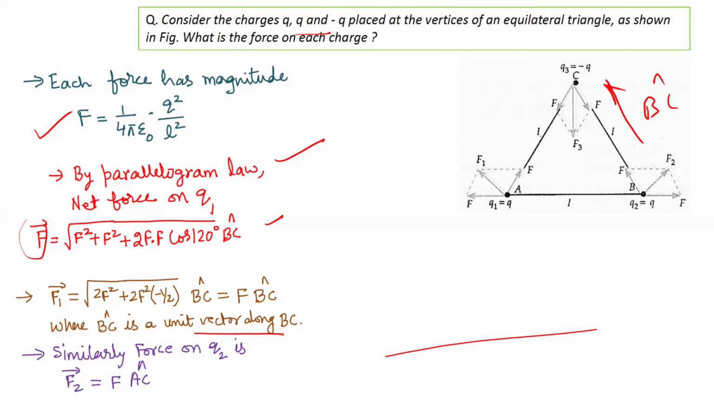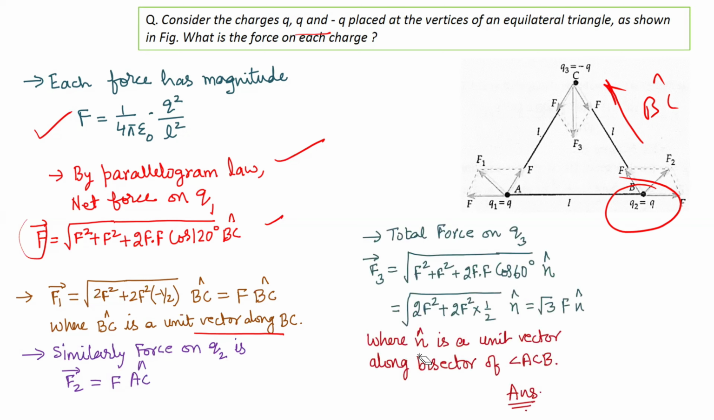Similarly, force on Q2. Q2 is this one. So F2 is equal to F into AC cap, because this is an equilateral triangle. As per the symmetry, F2 would be the same as F1. Now the total force on Q3 is F3, as you can see in this diagram. Since this is a minus charge, it would be a little different. That comes out to be root 3 F into N, where N is the unit vector along the bisector of angle ACB. So this is the final answer.